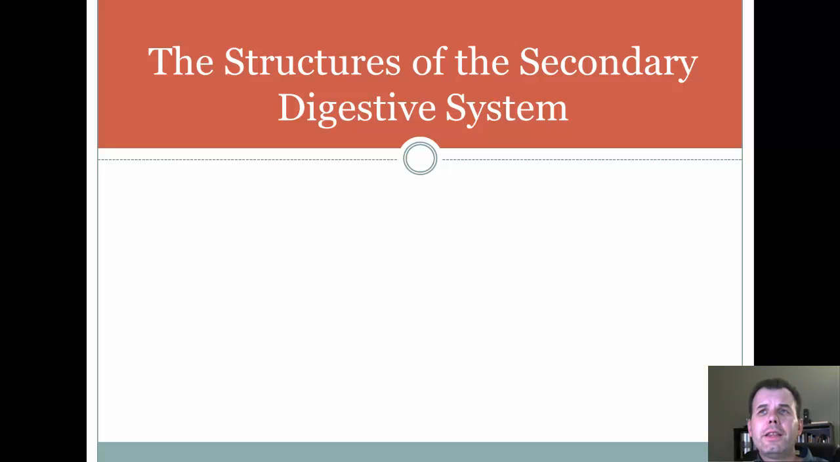Now, the second thing we're going to look at is the secondary structures, and I already mentioned them. This is the liver, the pancreas, and the gallbladder. These are all important organs that are not necessarily directly involved in digestion, but they provide a number of enzymes and products that they secrete to allow for digestion to occur.